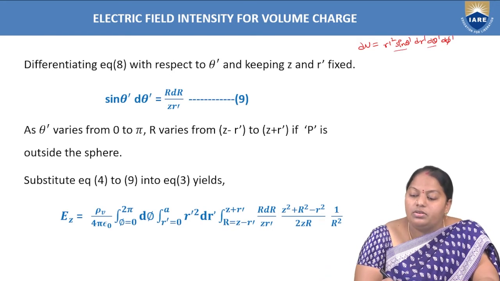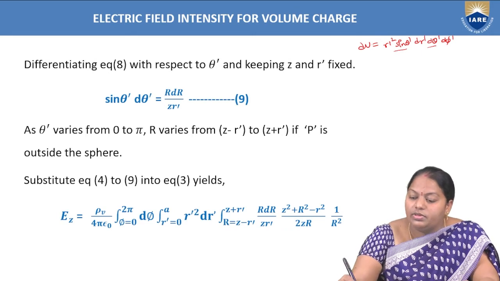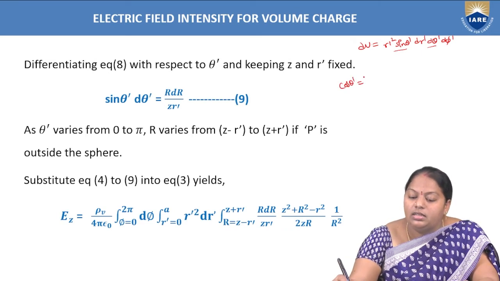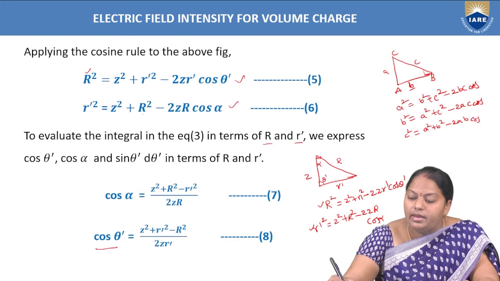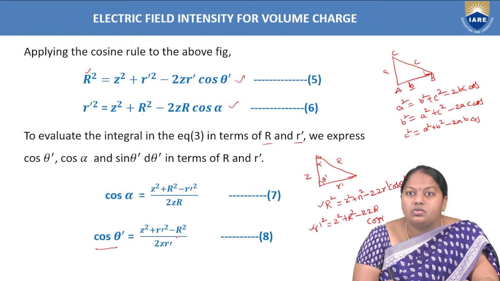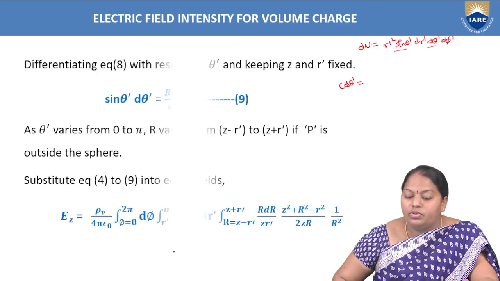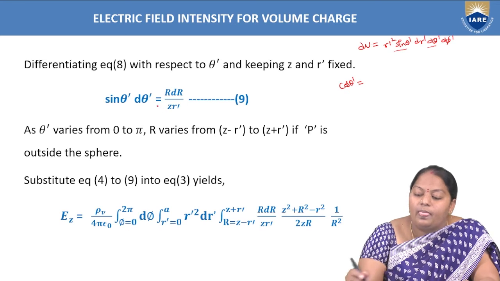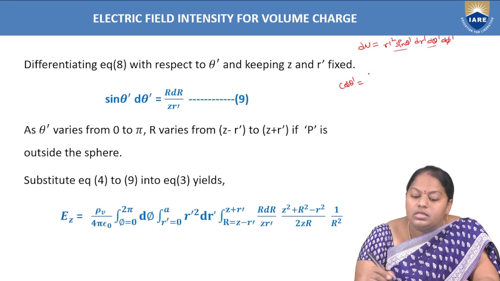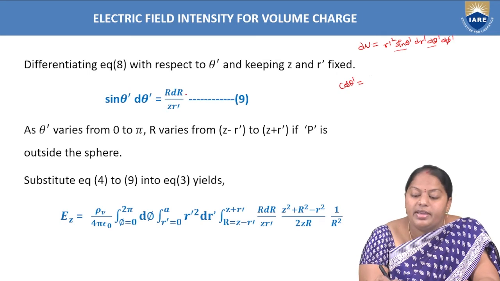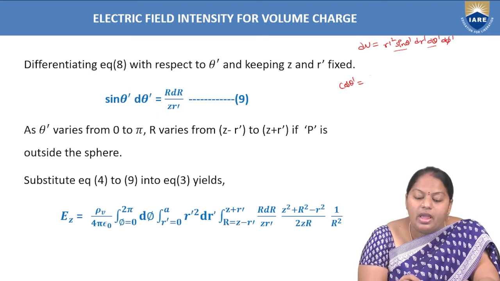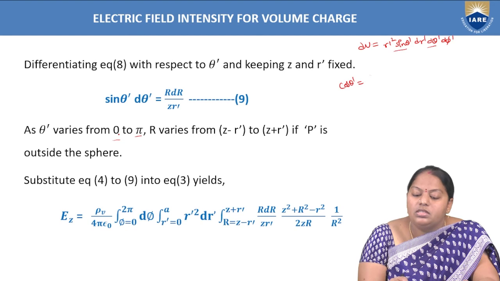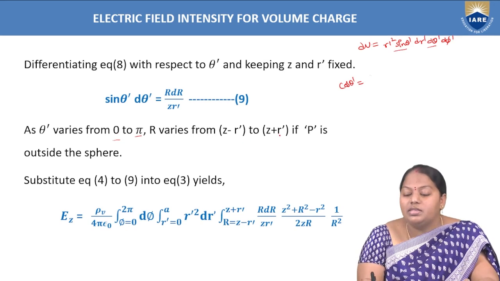In order to consider that, we take the equation for cos theta dash, which we have got from this as z square plus r dash square minus R square by 2zr dash. From that, if you differentiate that equation, sin theta dash d theta dash is equal to R dR by z r dash. Now, as theta is changing, R also changes. These theta variables range from 0 to pi, hence R is also going to change accordingly, from z minus r dash to z plus r dash.